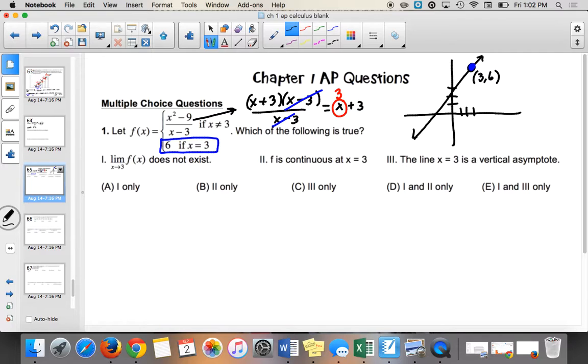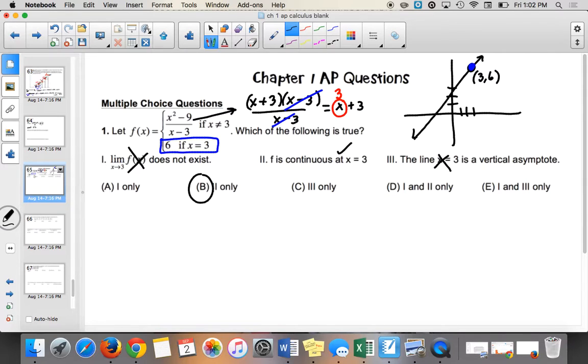So the question, number 1, the limit does not exist. Does the limit exist or does it not? It exists. So the limit exists. So that's out. The limit does not exist is not true. All right, f is continuous at x equals 3. True? Yeah, because we filled in that hole. And then the line x equals 3 is a vertical asymptote? No. So our answer is 2 only.